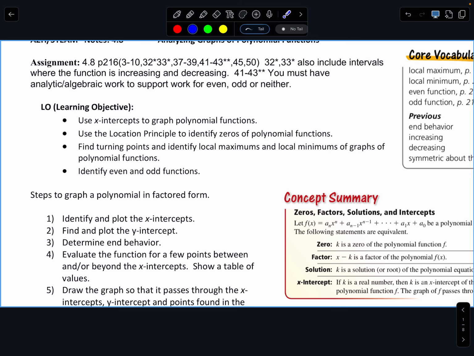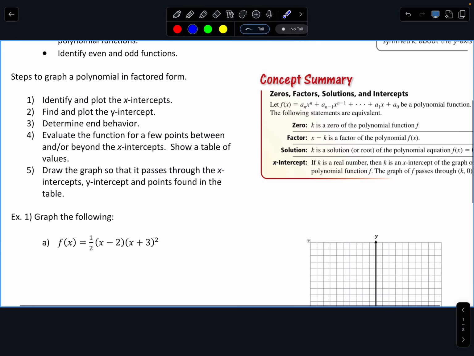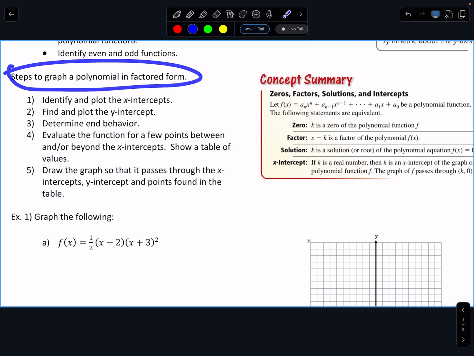And we are going to use the x-intercepts to graph them. We're also going to be looking at the location principle. And we're going to identify turning points, local max and mins, and identify even and odd functions. Those are the different things that we're going to be doing. But when you get this polynomial in factored form, here are the steps.